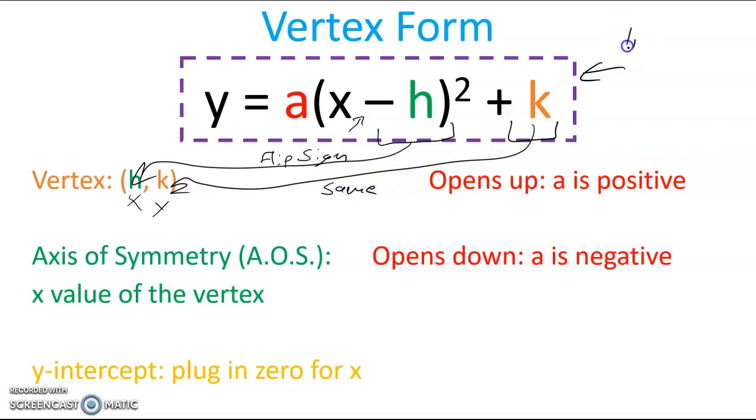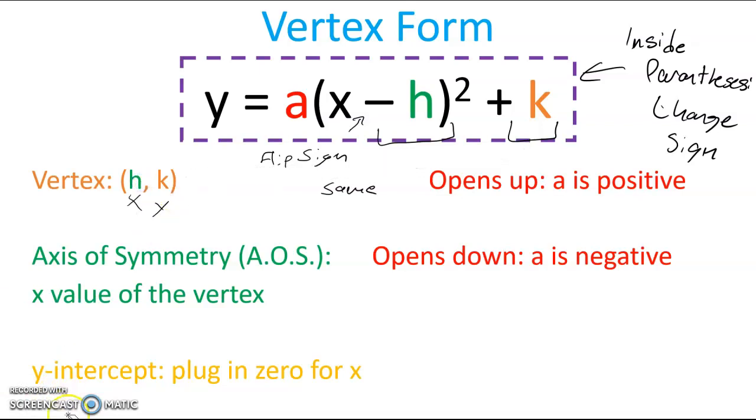So again, I'll write it over here. Inside parentheses equals change sign. Then the outside, you don't change the sign. So for example, if you had x minus 2 or something like that, then the value in the vertex would be a positive 2, not a negative 2. Again, the h value is the x value of your vertex. K is the y value of your vertex.